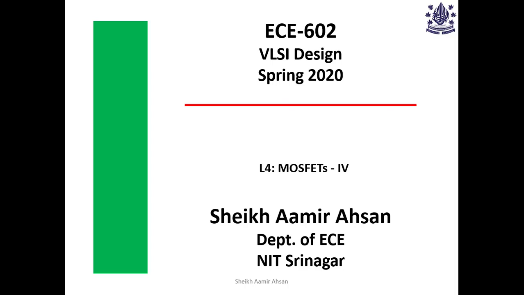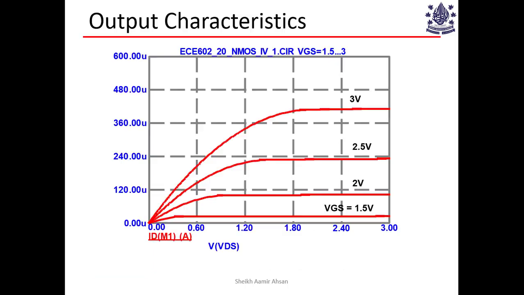Okay, so let's get started with the next lecture on MOSFETs. So far, towards the end of the last lecture, we had introduced these output characteristics of a MOSFET, where the y-axis is the drain to source current, and the x-axis is the drain to source voltage. And we had chosen different values of gate to source voltage. So here 1.5, 2.5 and 3 volts are the different values of gate to source voltage.